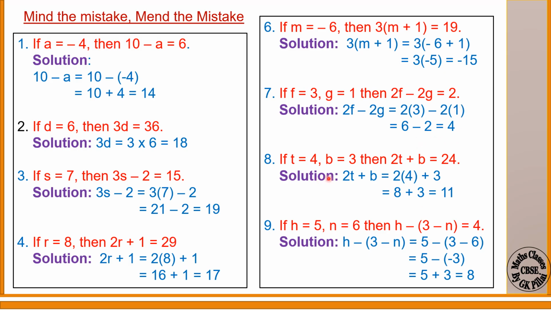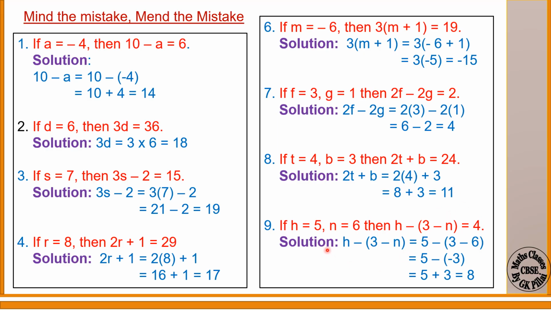T equals 4, b equals 3, then 2 into 2t plus b equals 24. Actually, it will be 2 into 4, that is 8, plus 3. 8 plus 3 will be 11, not 24.